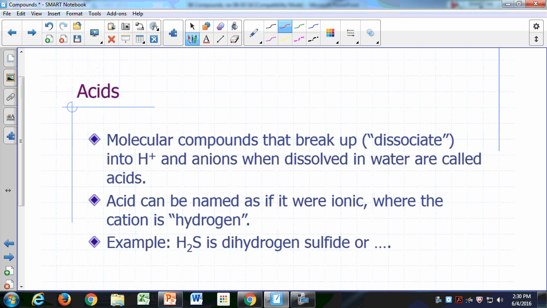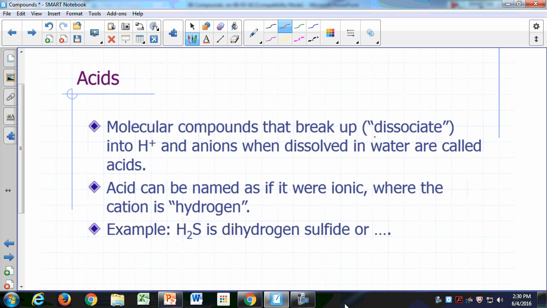Compounds made up of molecules that have a tendency to break up, or the proper scientific term for that, dissociate, the opposite of associate. Molecules that break up into hydrogen ions, H plus, and a negative ion. If one part is positive, like H plus, the other part must be negative, because the molecule is neutral. So if it gives you H plus and an anion when you put it in water, that compound is referred to as an acid.